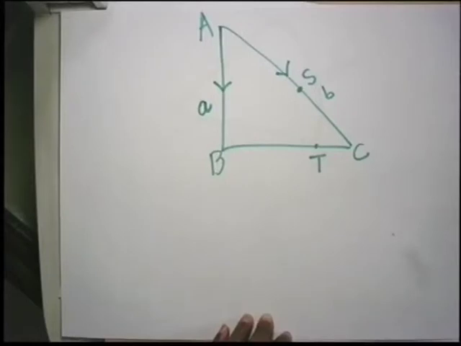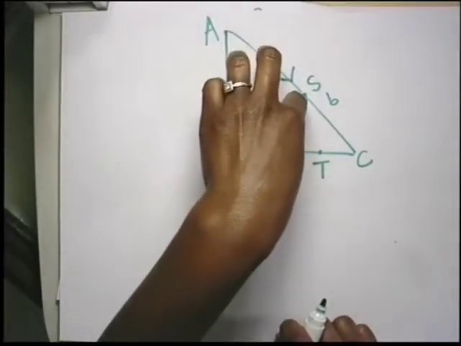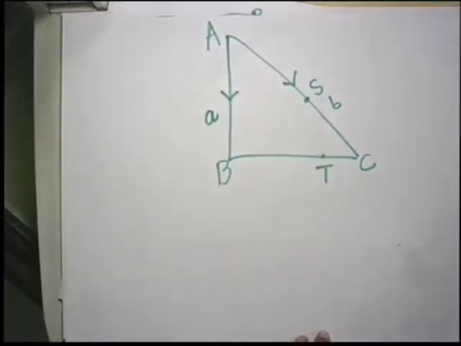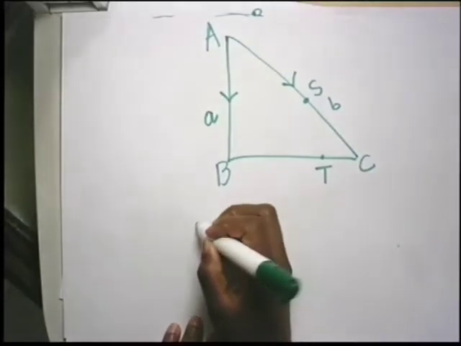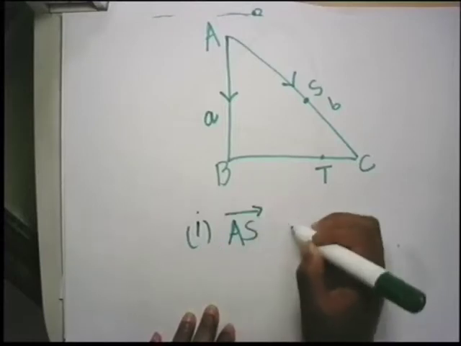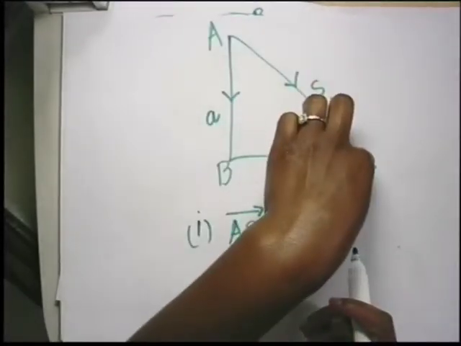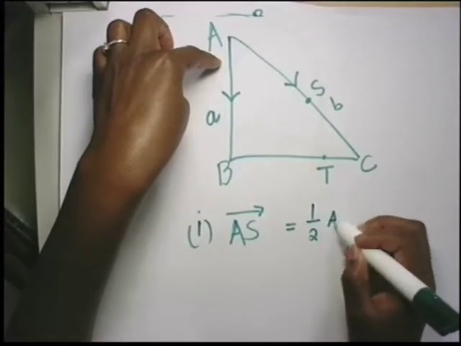All right. Which one are we going to find now? AS. Which one is AS? AS is here. How can you write AS in terms of a and b? According to the instruction, S is a point which is halfway. You can see AS here. Then how can we get AS? So then the first question here, AS is here, which is half of AC. So then we can say AS is half of AC.